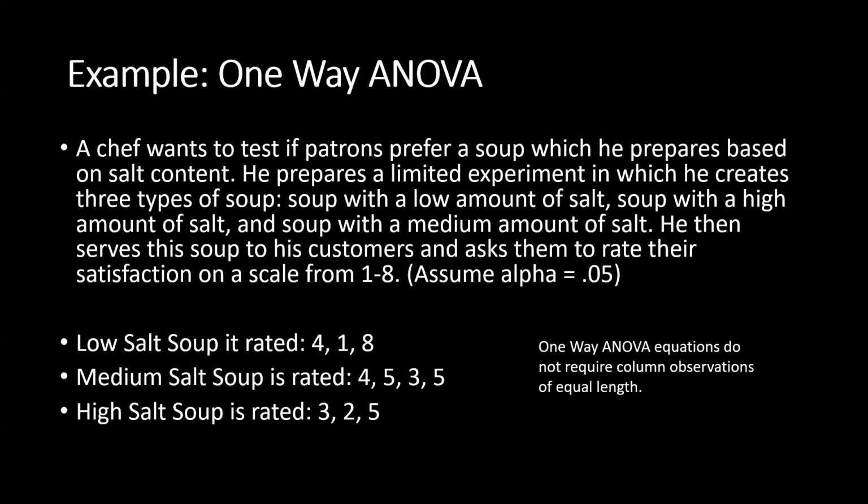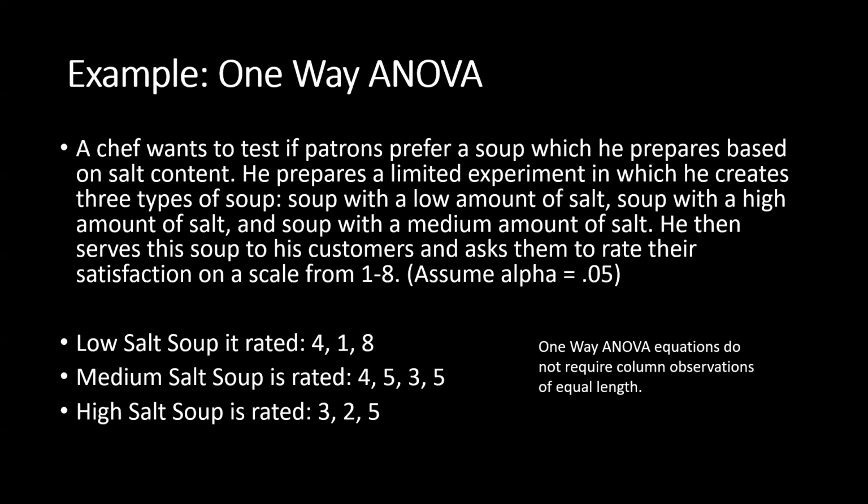A chef wants to test if patrons prefer a soup, which he prepares based on salt content. He prepares a limited experiment in which he creates 3 types of soup: soup with a low amount of salt, soup with a high amount of salt, and soup with a medium amount of salt. He then serves this soup to his customers and asks them to rate their satisfaction on a scale from 1 to 8. We're going to assume an alpha value of 0.05.